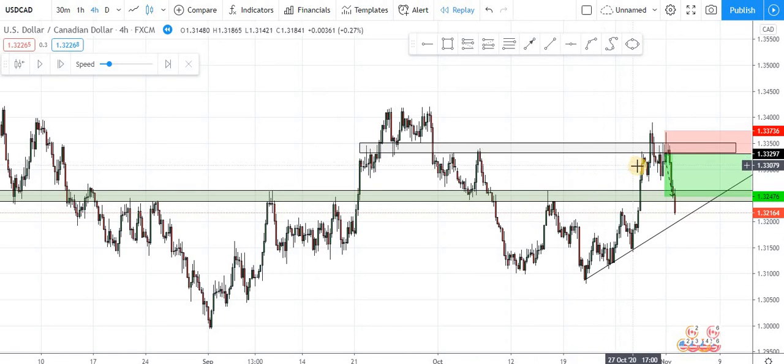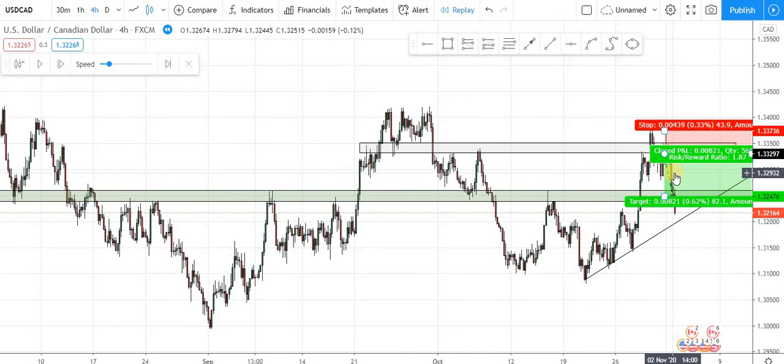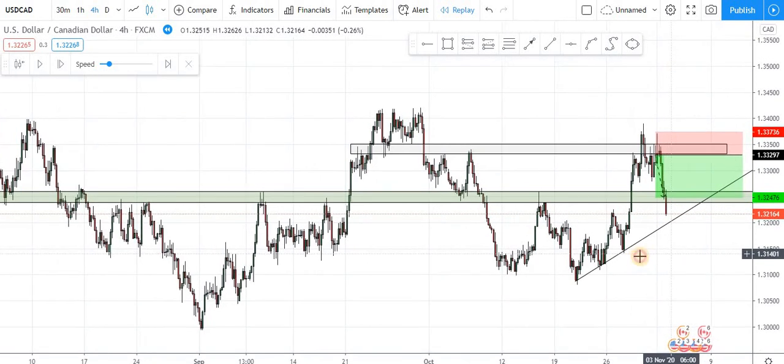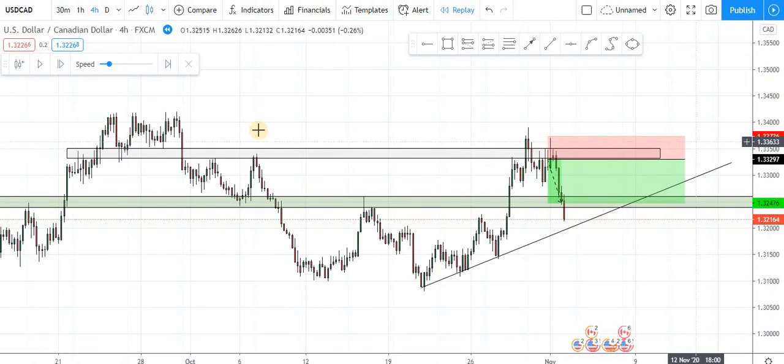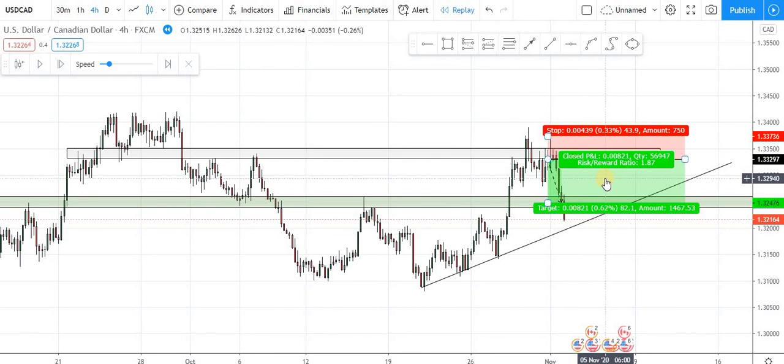This resistance was strongly broken on the 28th of October, so that's like 4 or 5 days ago, and strongly retested and broken on the 2nd of November. So you just need to understand how price moves. When you open your chart, the first thing you need to do is look for levels, look for zones. Support and resistance is very important. It's very basic, but it plays a huge role if you know how to use it.